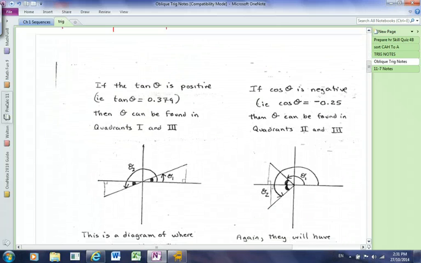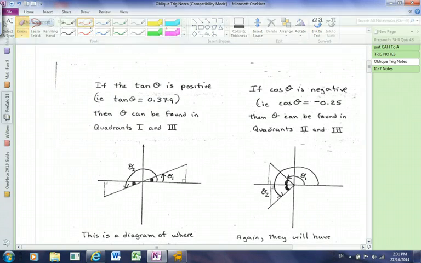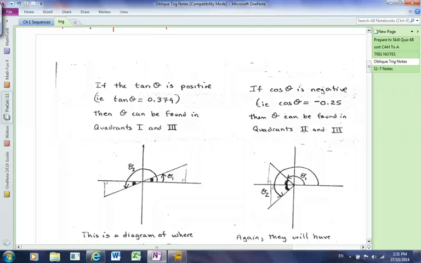Okay, on to the back of the sheet. So we're going to get this kind of question. If the tangent is 0.379, in other words, if the tangent is positive, then I'm going to draw it in the first quadrant, like that, and in the third quadrant there. And I don't really know how steep it is. I'm just guessing. I could have drawn it really steep. It doesn't really matter. You're just sketching where you think it is. So it doesn't matter how steep it is.